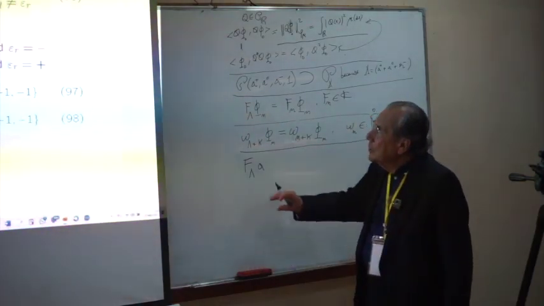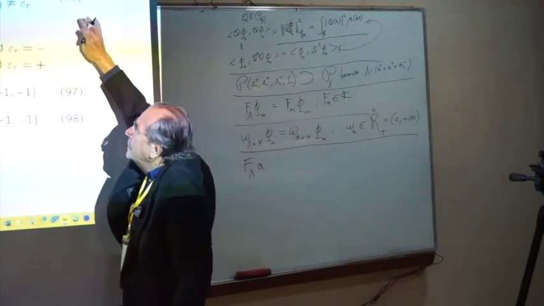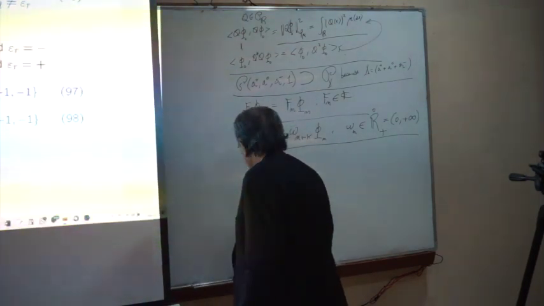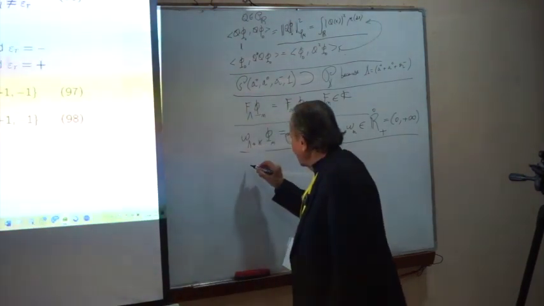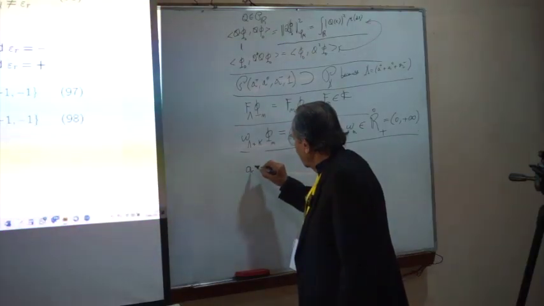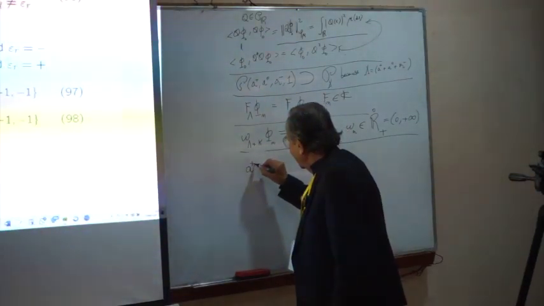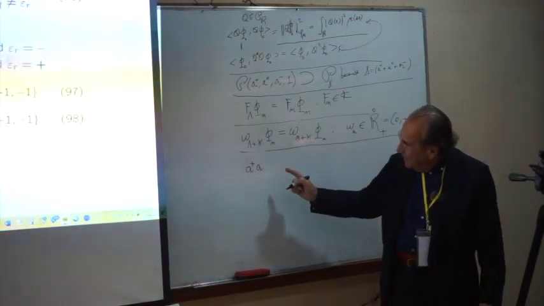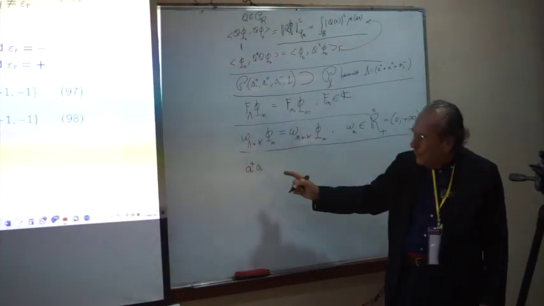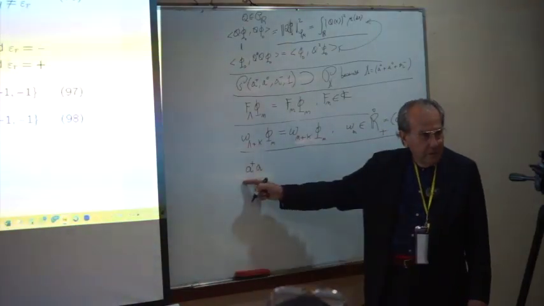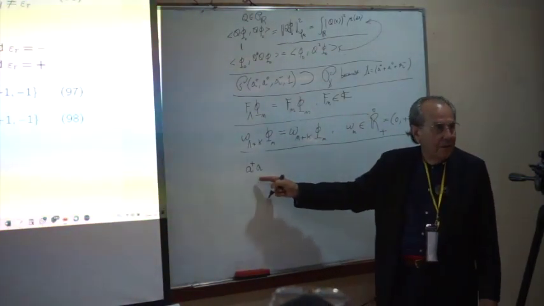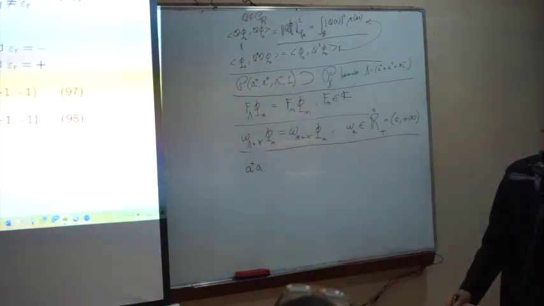Your question is this. Let us consider this possibility: A+1, A+1. Okay, A dagger. In physics, when you have all creators on the right and all annihilators on the left, physicists call this normal order.